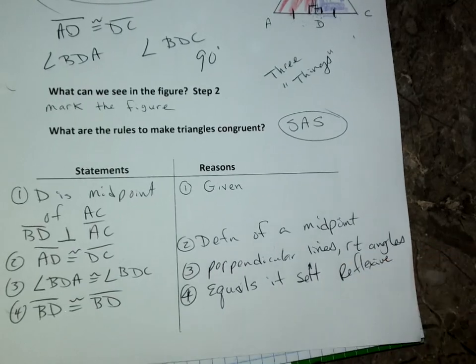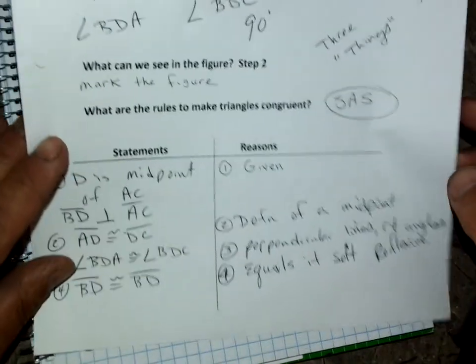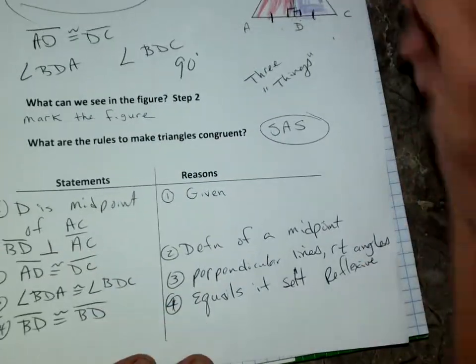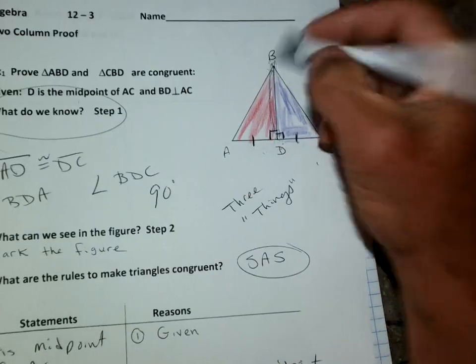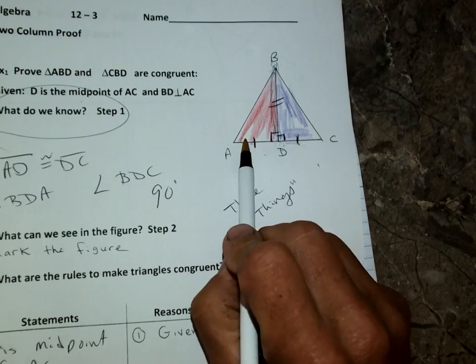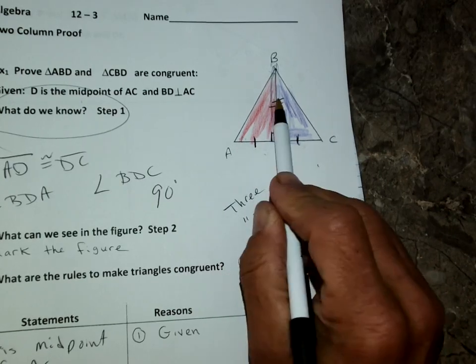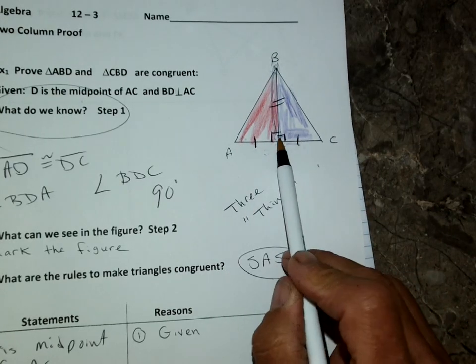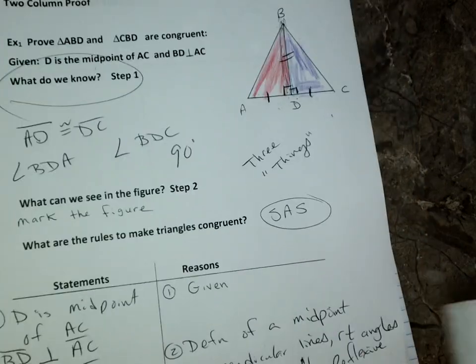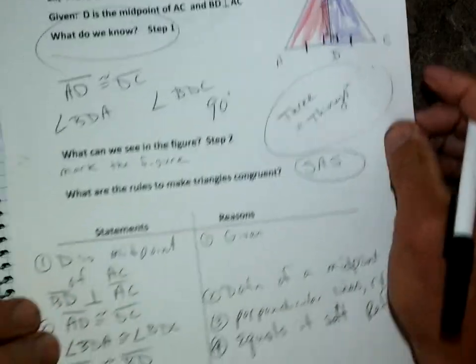You don't have to be perfect on this. You just have to give me some reason that makes sense. Okay. And finally, I've got the 3 things, right? Okay, let me mark my figure. Okay, the 3 things are this side, this angle, this side, 2, this side, this angle, this side. So I can say I've got the 3 things. Once I have the 3 things, I can then say the triangles are congruent.